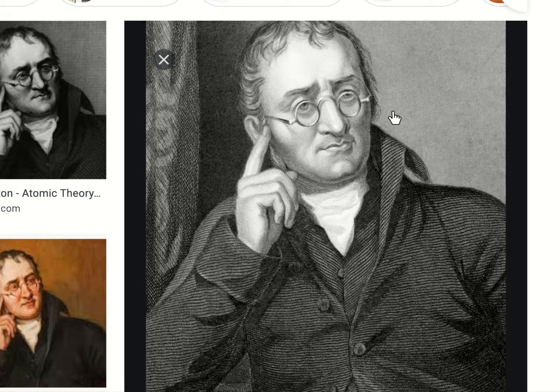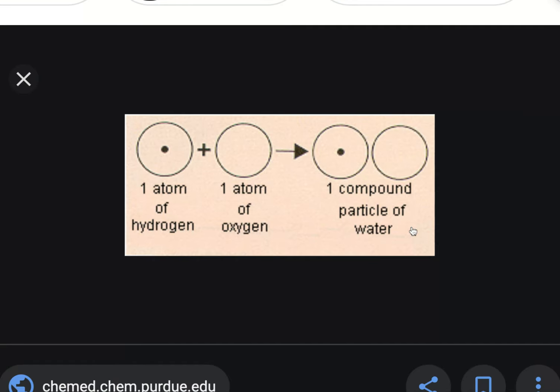He proposed that all matter was composed of atoms, indivisible and indestructible building blocks. While all atoms of an element were identical, different elements had atoms of differing size and mass. Alright, onto his hypothesis and experiment.